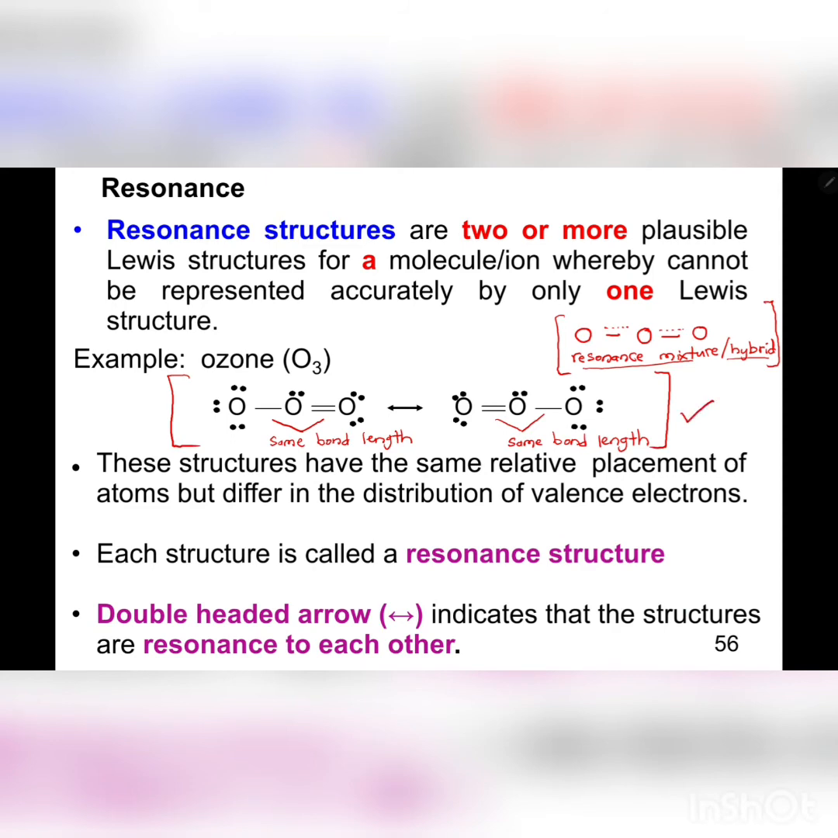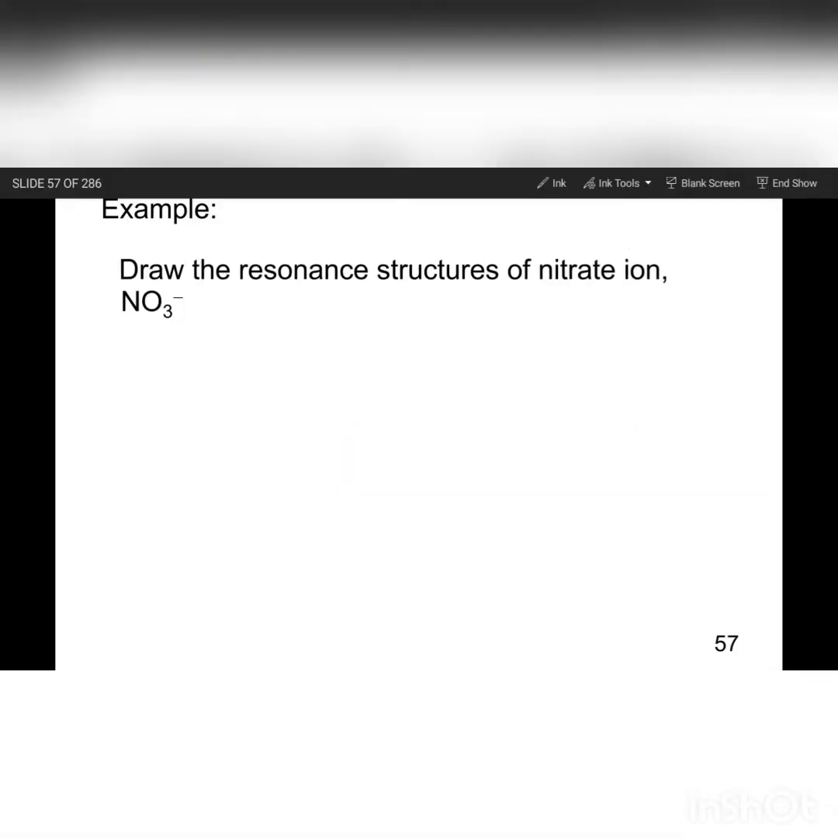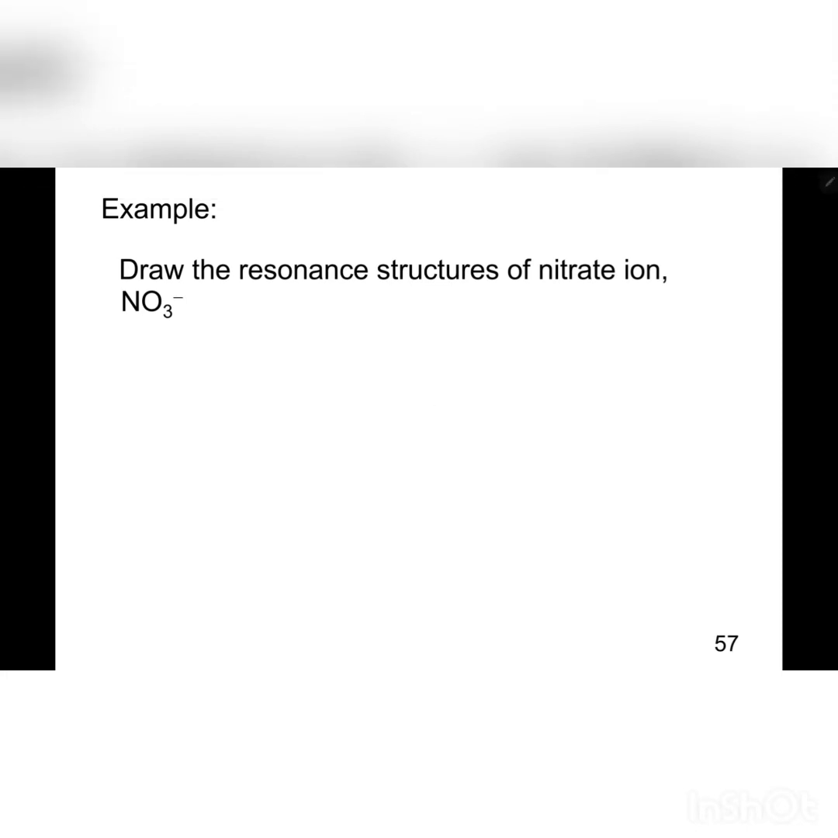Let's try the second example, NO3 minus. We just follow the same steps on how to draw the Lewis structure. We start with the central atom, nitrogen, bonded to three oxygen atoms. So this is the skeletal structure.